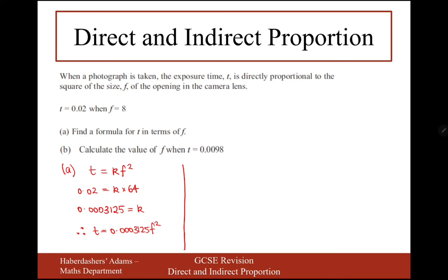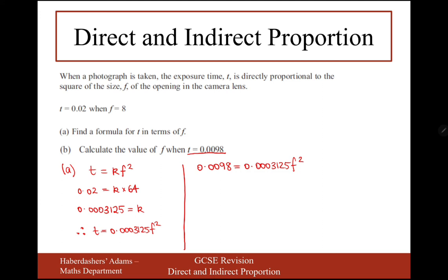Calculate the value of F when T equals 0.0098. Okay, so let's use the formula, substituting in T to be that number. So 0.0098 equals 0.0003125 F squared. Okay, let's divide the 0.0098 by the 0.0003125.